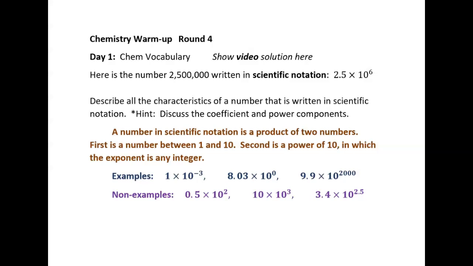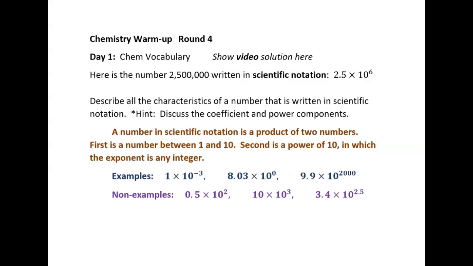Some examples of numbers in scientific notation are 1 times 10 to the negative third power, 8.03 times 10 to the 0, 9.9 times 10 to the 2000. Notice that in all three of my examples, there's a product. The first number in the product is a coefficient. It must be between 1 and 10. It can't equal 10. It's got to be a number less than 10. Multiplied to that coefficient is a power of 10. And you notice one of my examples uses a negative number, another time 0, and another time a positive number.